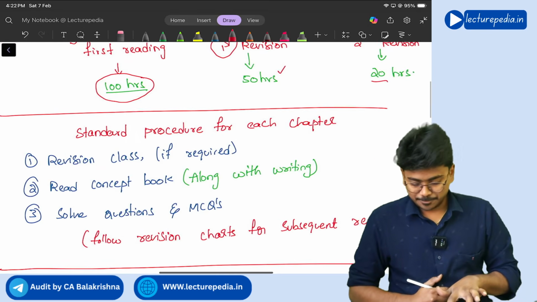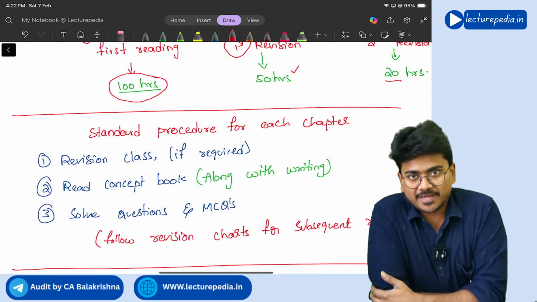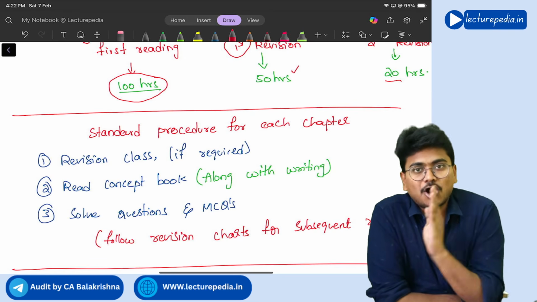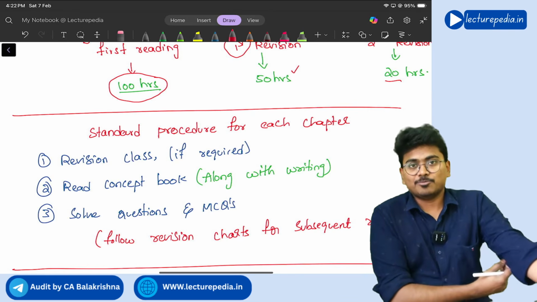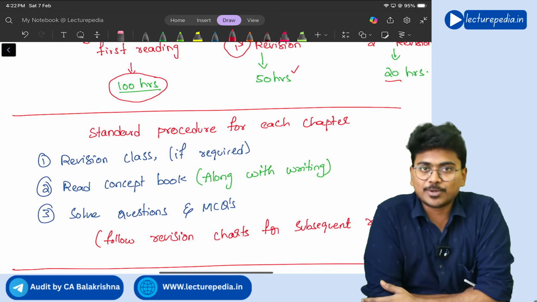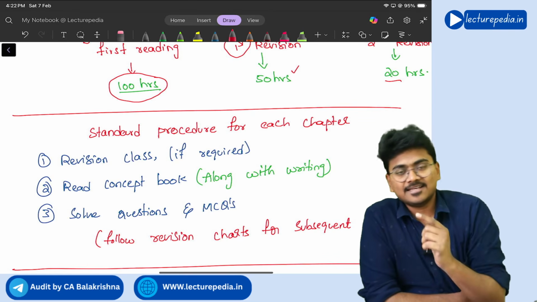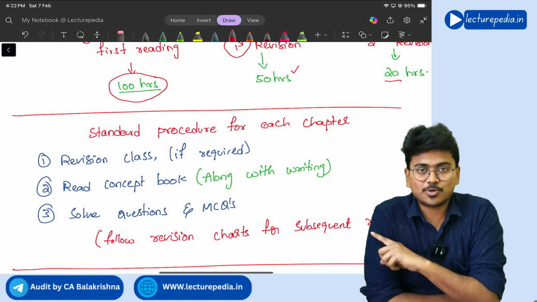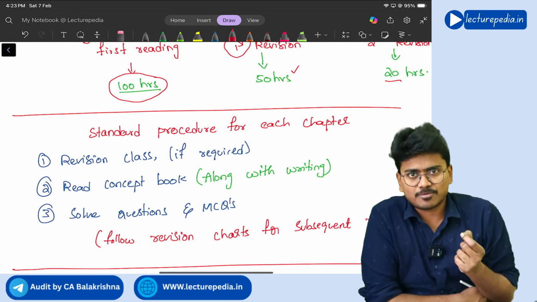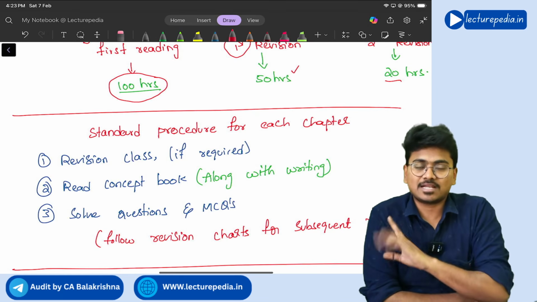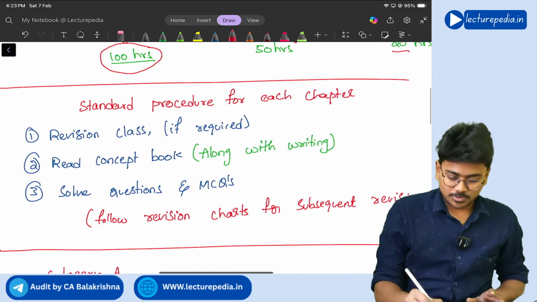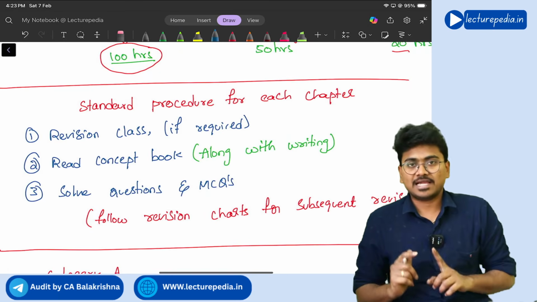Now coming to how you should prepare each chapter. So there is basically a standard operating procedure that I have brought for you people. By following this standard procedure, you can complete each and every chapter. This procedure which I am going to discuss now, you can apply even for other subjects also, not only for audit, if you like it. So first of all, I'll explain this procedure. After that, you tell me whether you like this procedure or not.